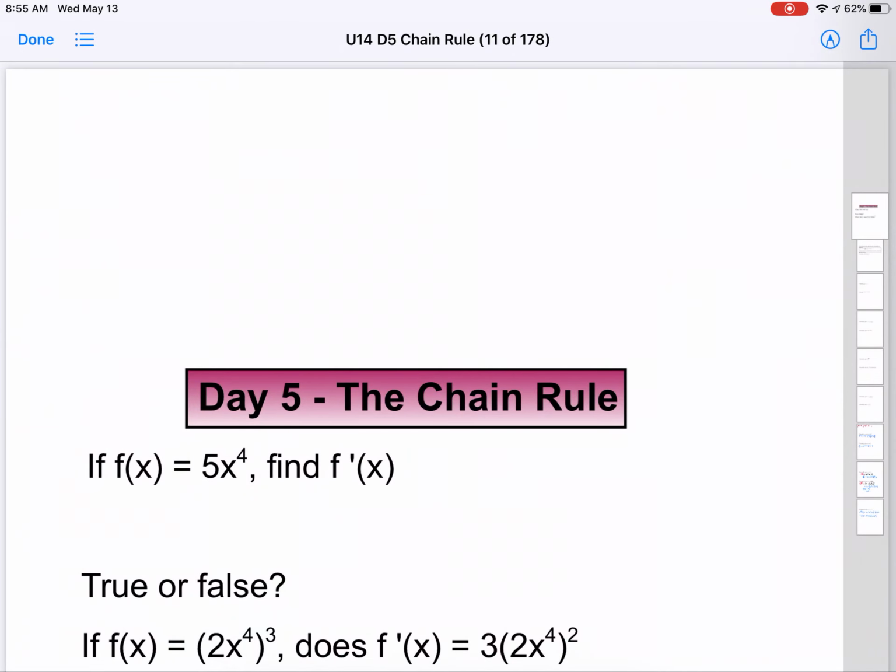Hi guys. All right, day 5, the chain rule. We're getting close to the end here.